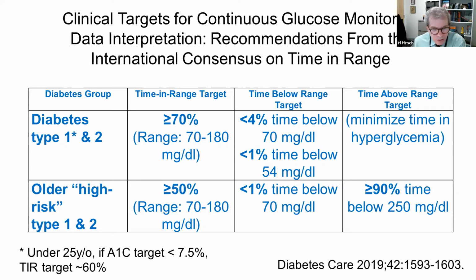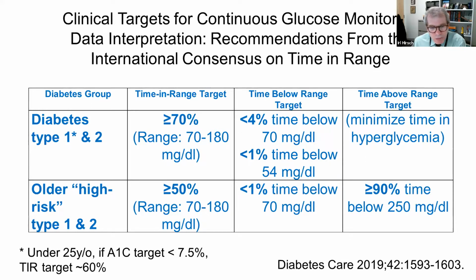On the other hand, when you have older, more frail or high-risk patients where we are really concerned more about hypoglycemia, in this population we want the time below range to be our primary goal, less than 1%, and the time in range, TIR, if it's greater than 50%, we are pretty satisfied with that. But these are the major guidelines. There's the reference for you from earlier this year.